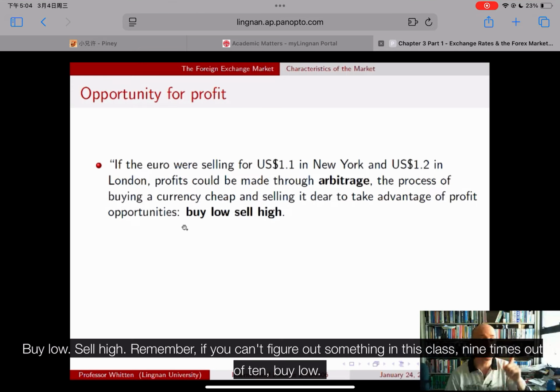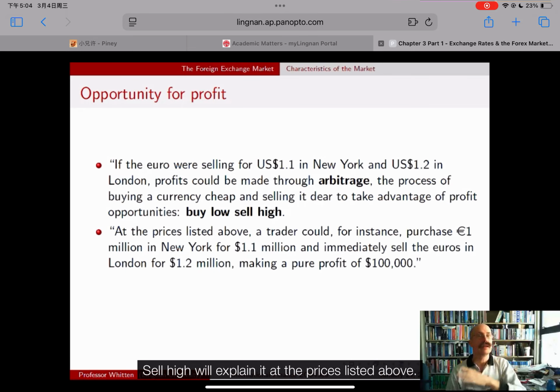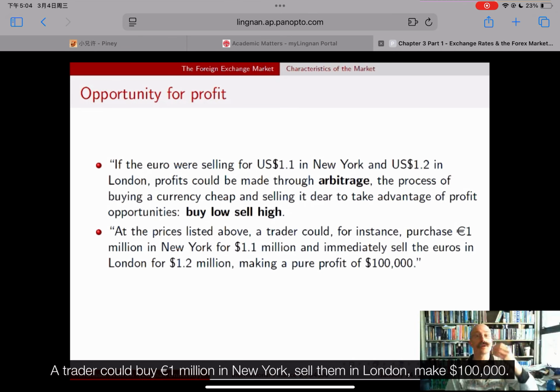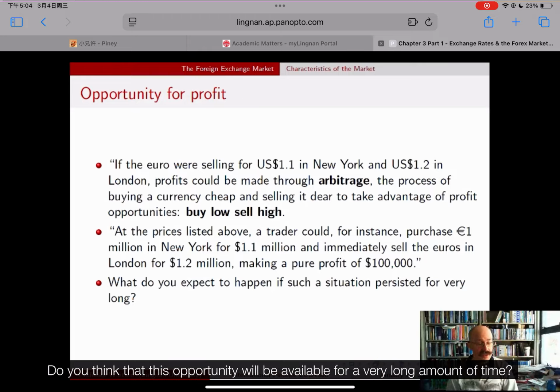Buy low, sell high. Remember, if you can't figure out something in this class, 9 times out of 10, buy low, sell high will explain it. At the prices listed above, a trader could buy 1 million euros in New York, sell them in London, and make $100,000. Do you think that this opportunity will be available for a very long amount of time?